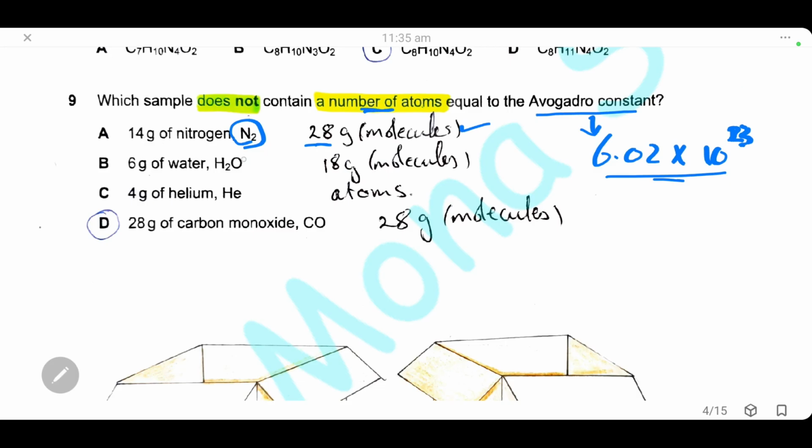We know that each molecule of nitrogen consists of 2 atoms. So if we count the number of atoms, it will be double the number of molecules. To have the same Avogadro's number, we will have to divide the mass by 2. So 28 divided by 2 will be 14 grams. 14 grams of nitrogen contain a number of atoms equal to Avogadro's constant.